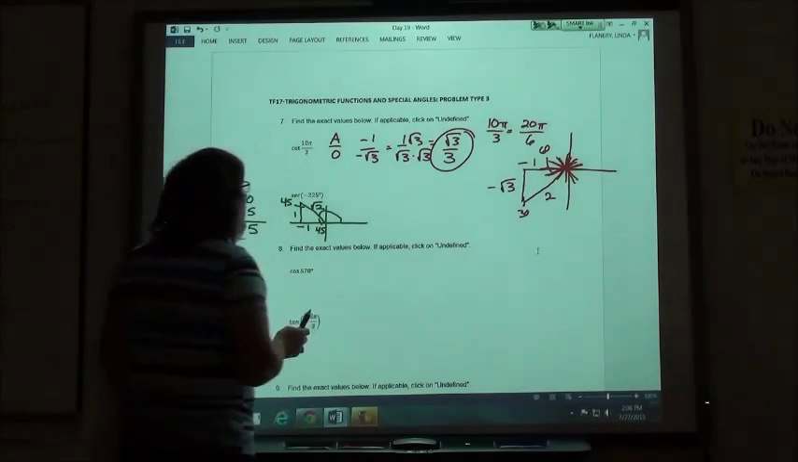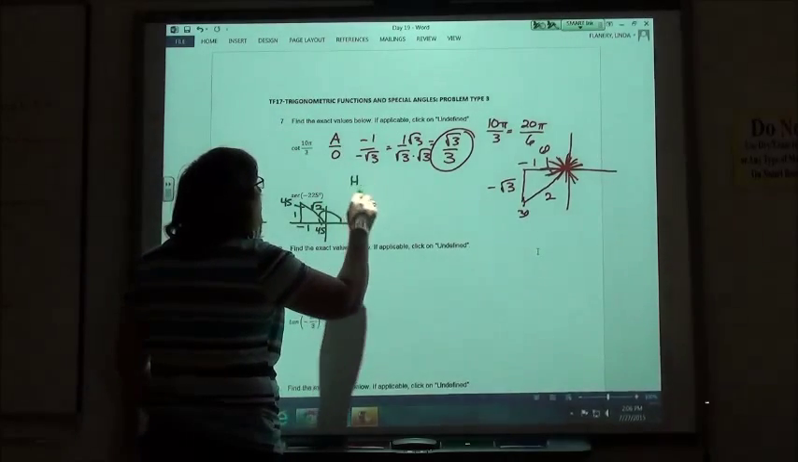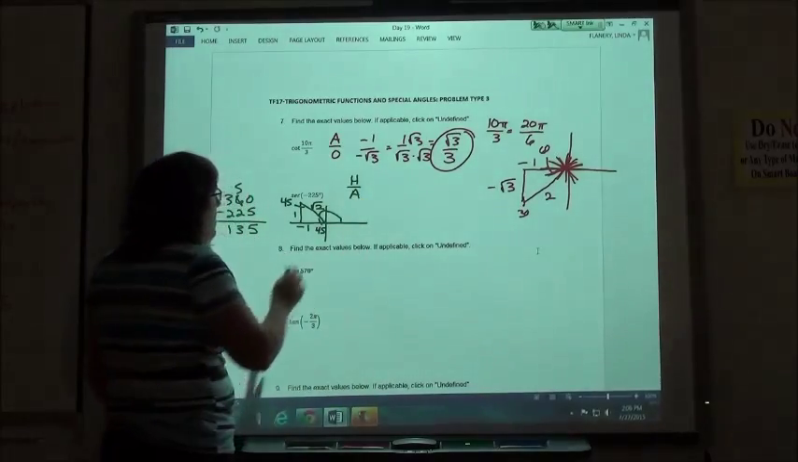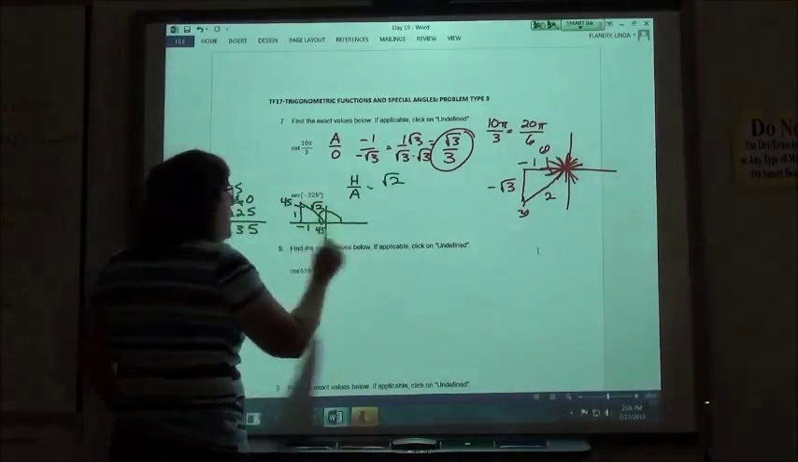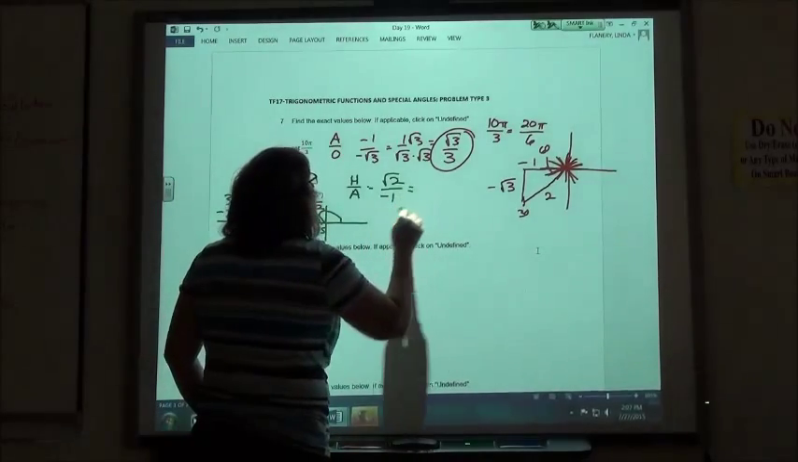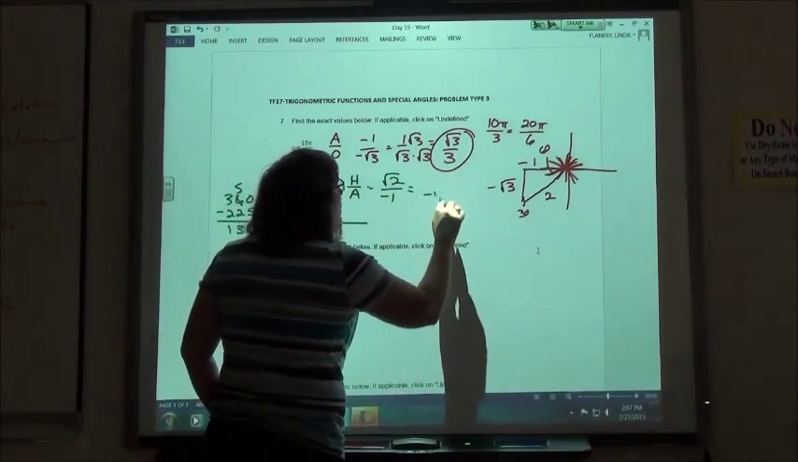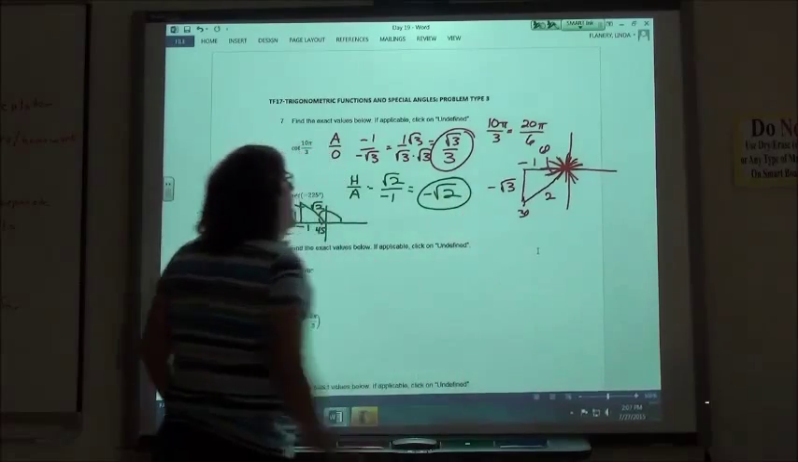Secant, inverse of cosine, would be the hypotenuse over the adjacent. My hypotenuse is the square root of 2. My adjacent is -1. So square root of 2 over -1 would be negative square root of 2 for my answer.